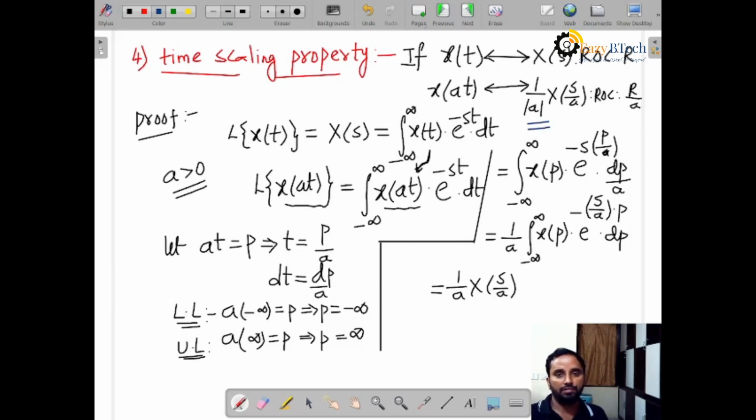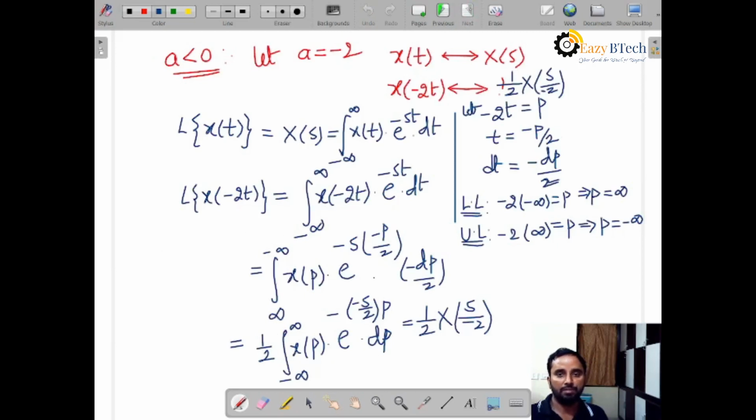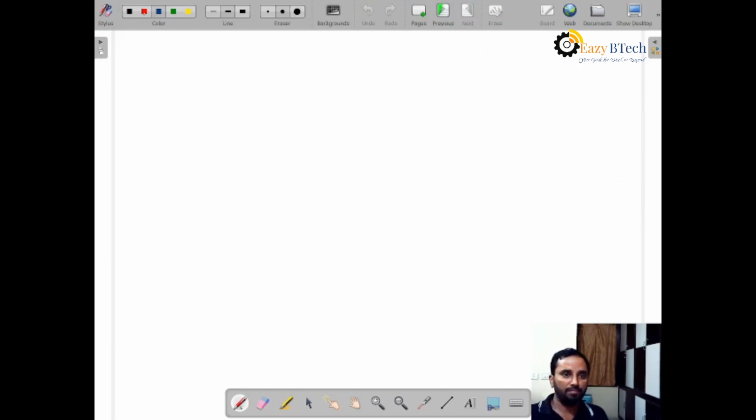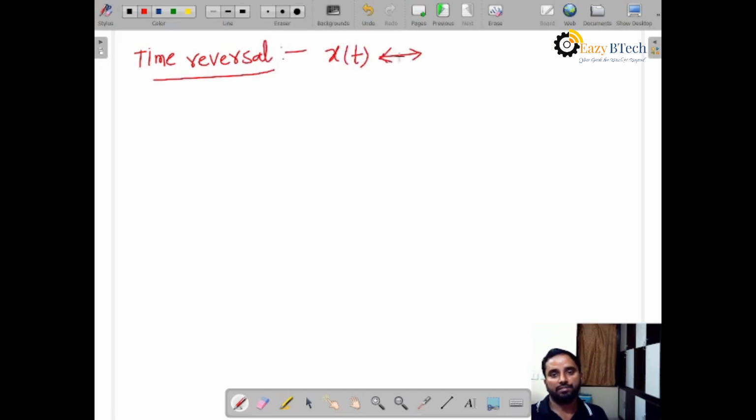So by this we can do the time shifting property also. Time reversal property also we can do. See now, time reversal property from time scaling property. Very simple. What is the time reversal property? If x of t Laplace transform is X of s, now x of minus t Laplace transform, this is the meaning of time reversal.